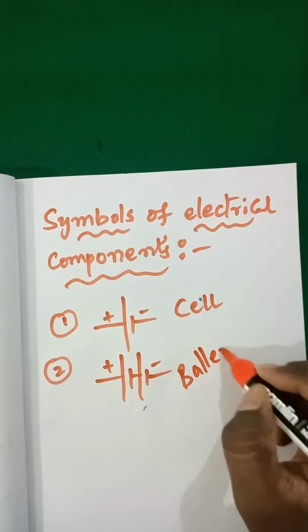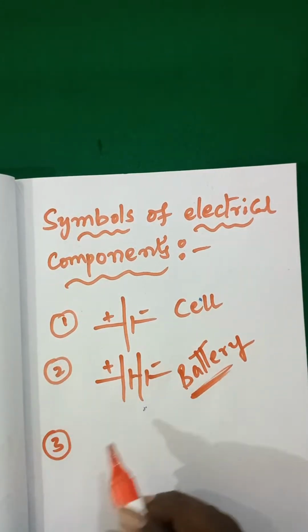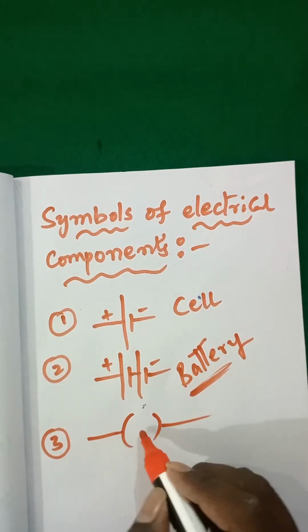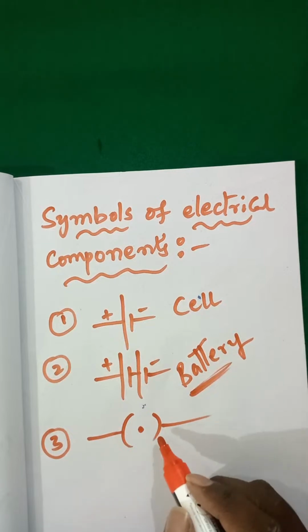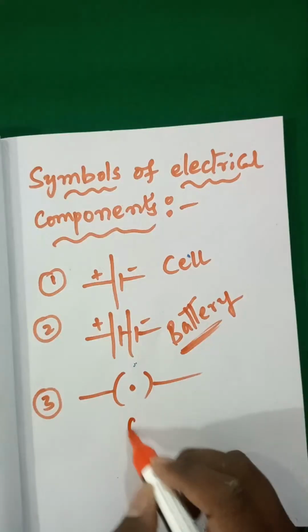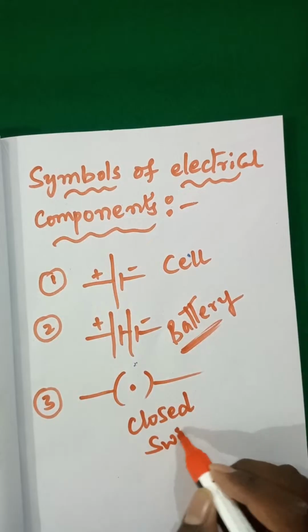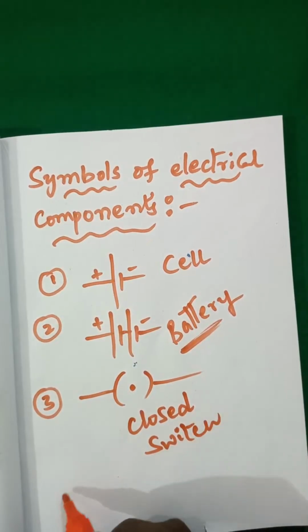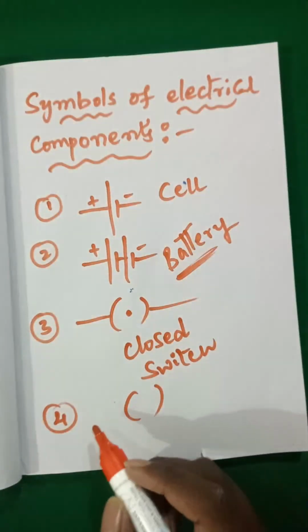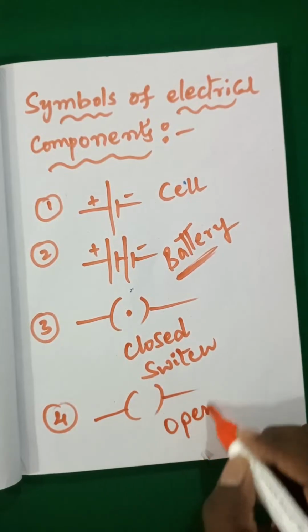Battery. And the third one is the switch. This is a closed switch. And the fourth one is the open switch. Here you can see this is an open switch.